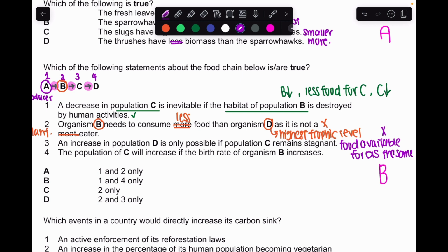Let's look at statement 4. Statement 4 says the population of C will increase if the birth rate of organism B increases. So if the birth rate of organism B increases, that means the population of B will increase, and then there will probably be more food available for C, and hence I know that the population of C will increase. So statement 4 is also logical. The answer should be B.